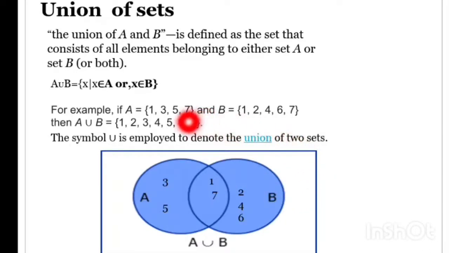If we consider an example, the set A contains the elements 1, 3, 5 and 7. And the set B contains the elements 1, 2, 4, 6 and 7. Then the result of A union B will be 1, 2, 3, 4, 5, 6 and 7.